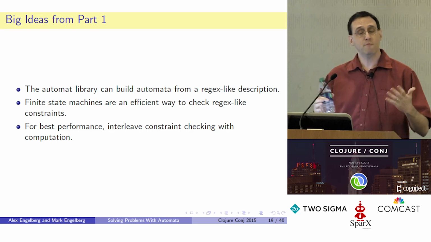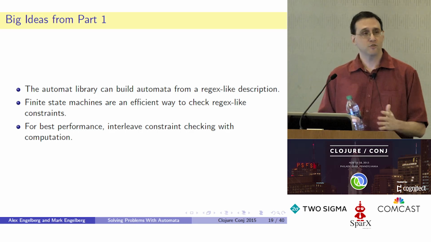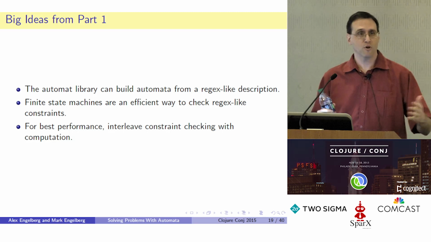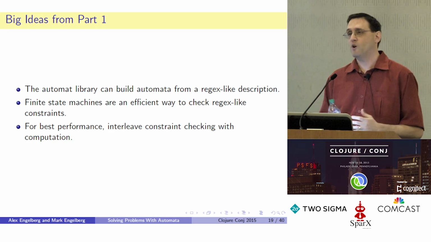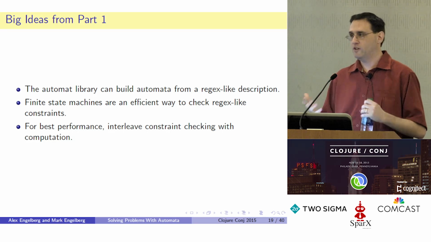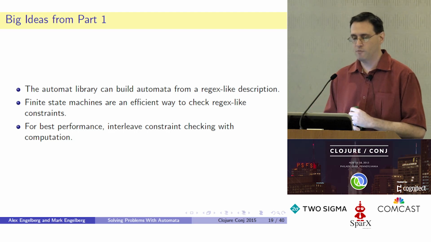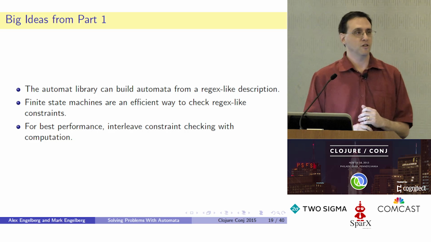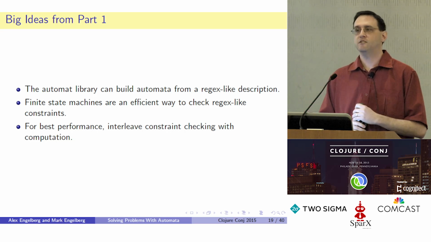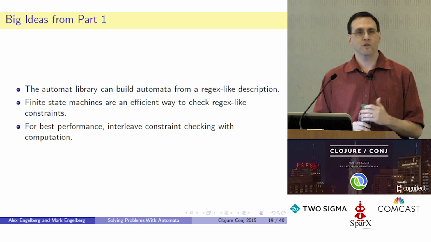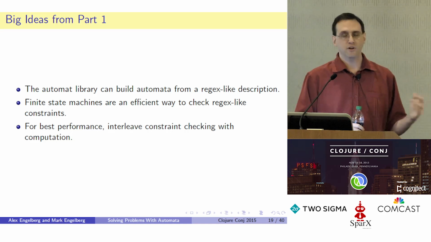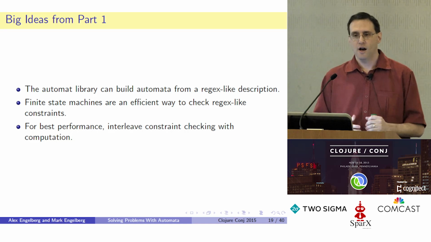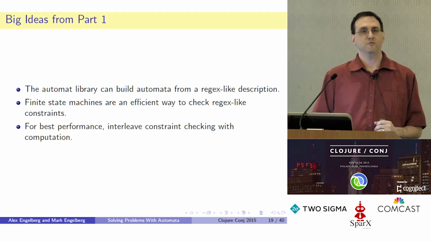Now, these last 2 points, thinking of finite state machines as constraints and interleaving constraint checking with computation, this might make you think of there's a whole branch of programming called constraint programming. And that's pretty much what that is all about, doing constraints and interleaving the constraints with computation. Now, Alex wrote a library for Clojure called Loco, which makes it very easy to do constraint programming from within Clojure. So next, he's going to talk a bit about how automata fit into the Loco library.